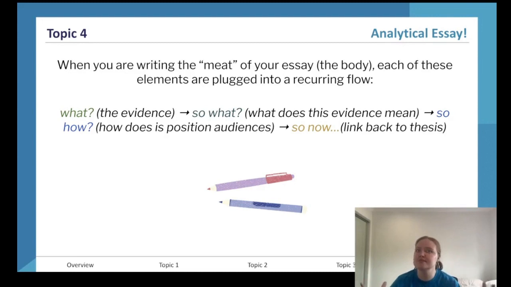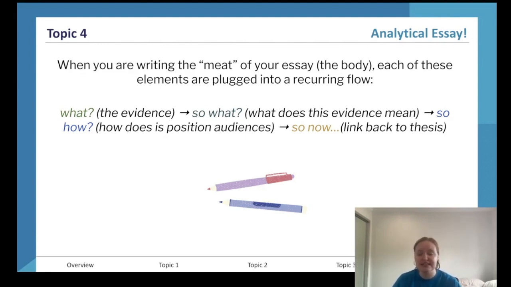Then, so what? This is your analysis. What does this evidence mean? How does this evidence prompt audiences to think, feel, or react? And it's important that how does this evidence, with the analysis that I've just talked about, prompt the audience to think, feel, and react? So now, how does this link back to my thesis? And it's so important to be linking back to your thesis.